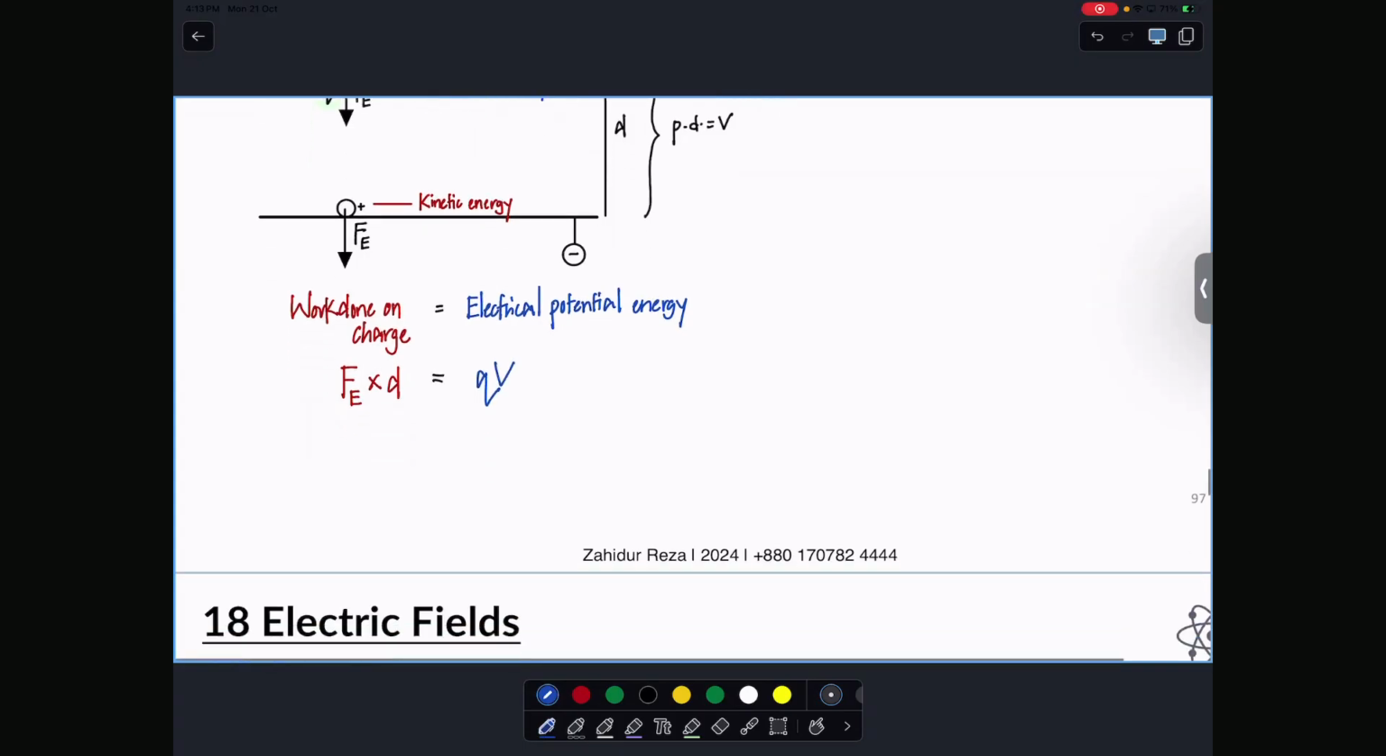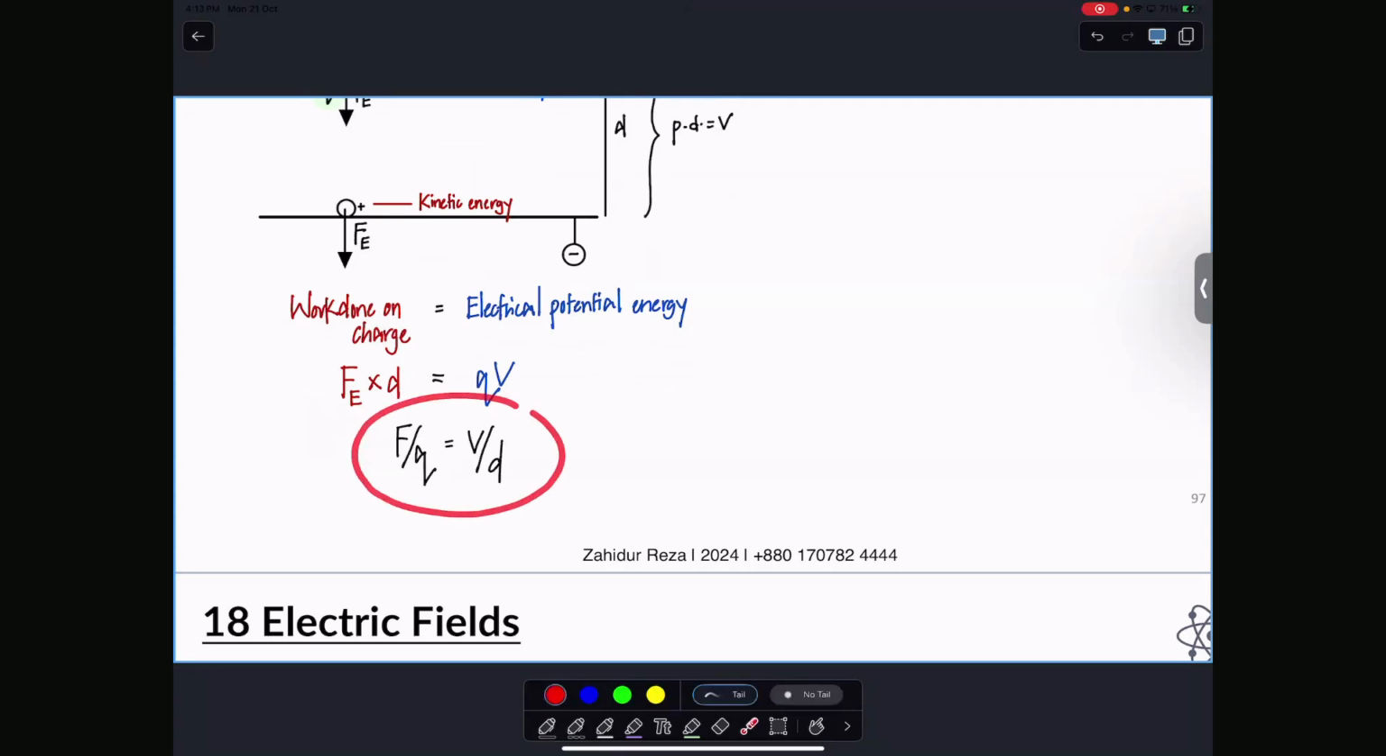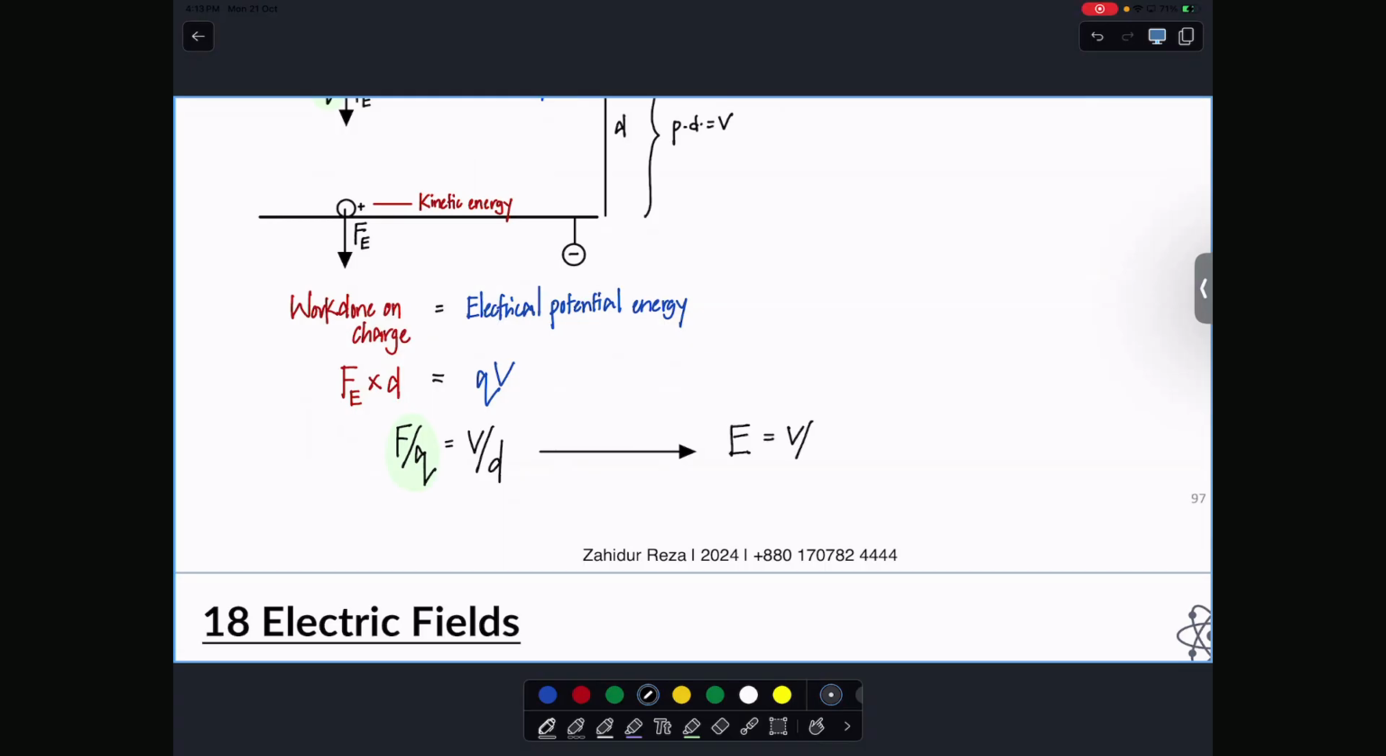And if I rearrange this, see what happens. If I cross multiply it, I can write this as F by Q equals V by D. Does anything here ring a bell? Correct, very good. This thing that you're seeing here, F by Q, that's your electric field strength. And therefore, we have a new equation for electric field strength. Electric field strength is equal to V by D.